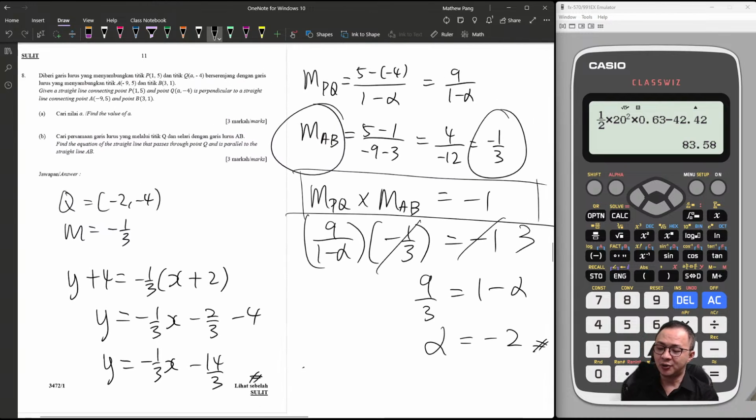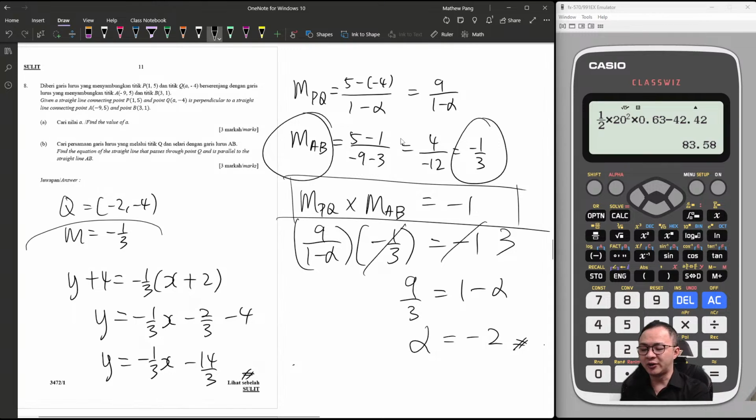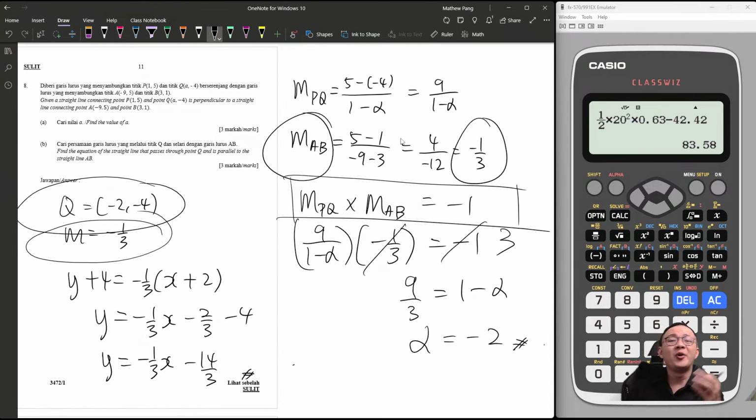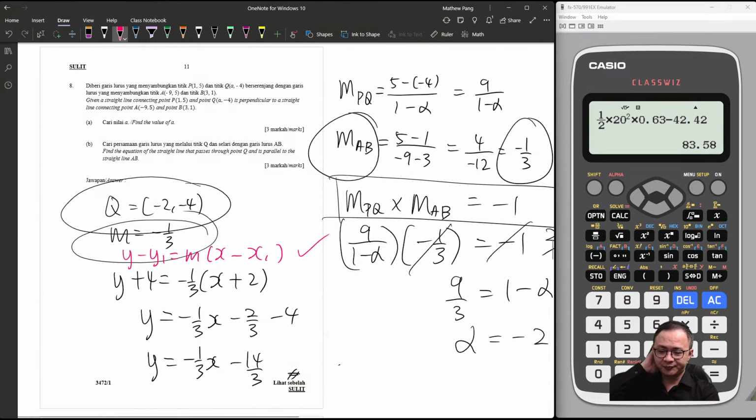Okay, so once we know the gradient and we know the coordinate, we can form the equation by either using my favorite formula, or you can use y equals mx plus c. But normally I prefer using this gradient formula to form the equation, because I realize it's faster and easier. Any questions so far?